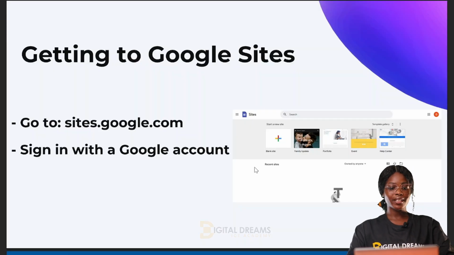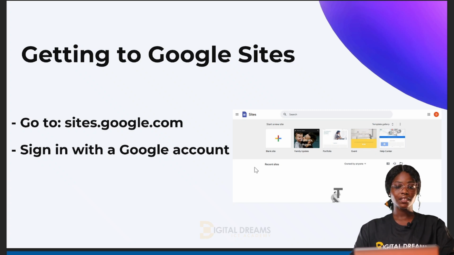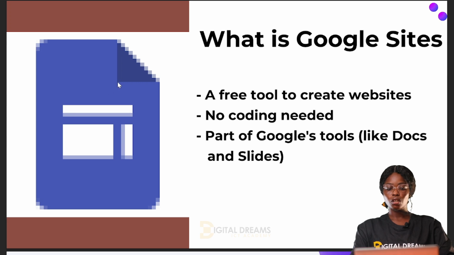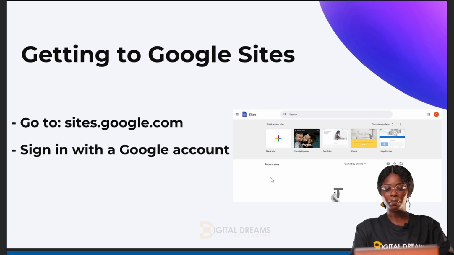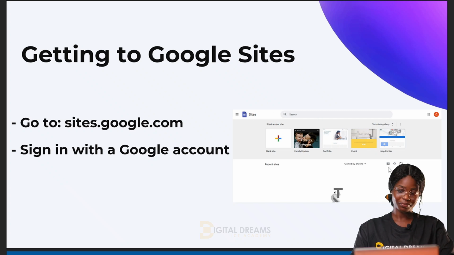So now you can go straight to your browser and type sites.google.com, or you can just type Google Sites and you will see a logo like this. You click on it, and once you do, you will definitely see a page that looks exactly like this image right here.